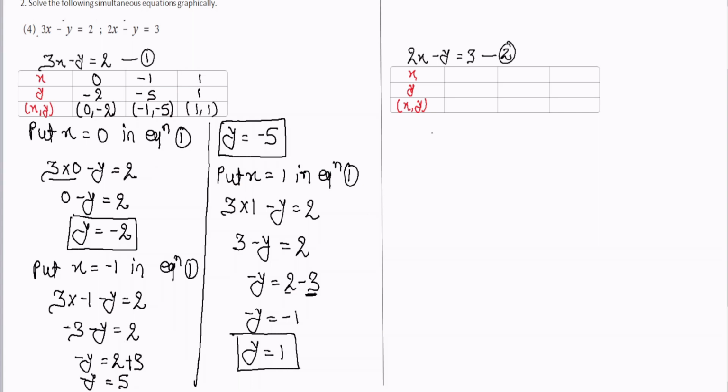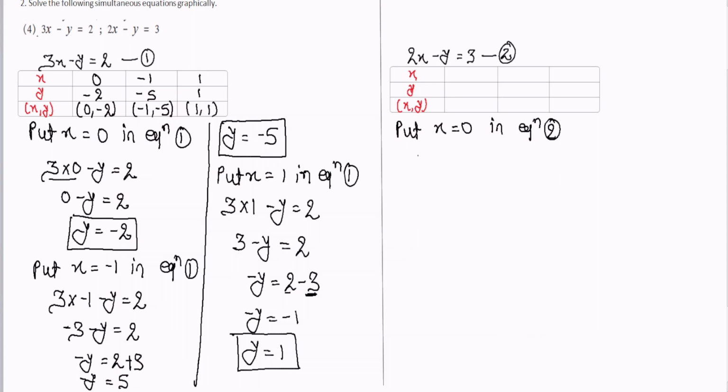Now let's solve second equation. So again we'll put x is equals to 0. Okay, these are the terms you can put, 0, 1, minus 1 continuously in both equations. Okay, so it will be easier for you to solve the question. x is equals to 0 in equation 2.